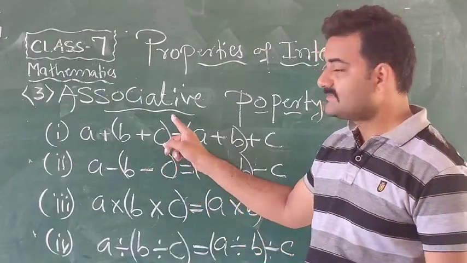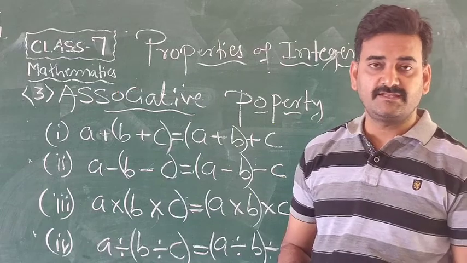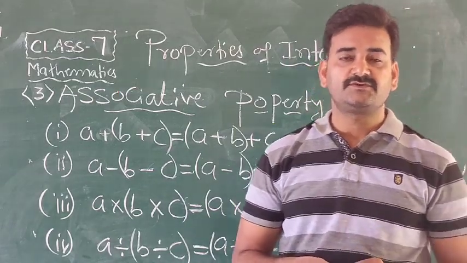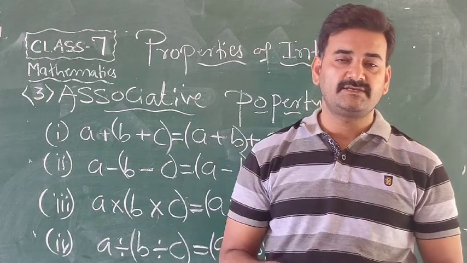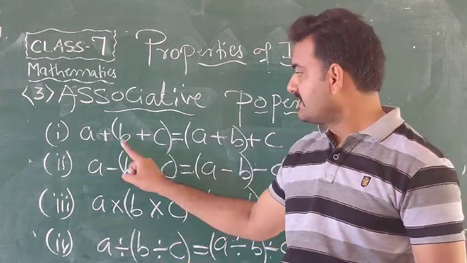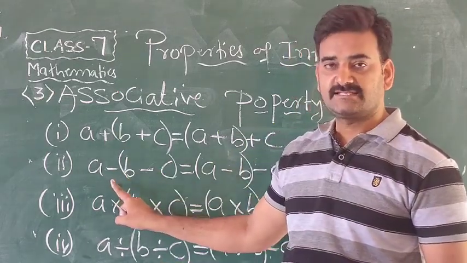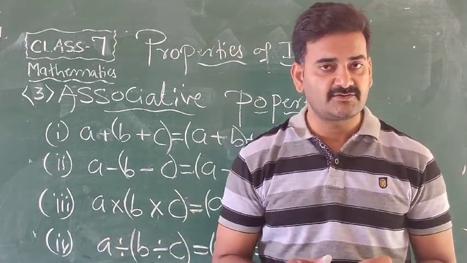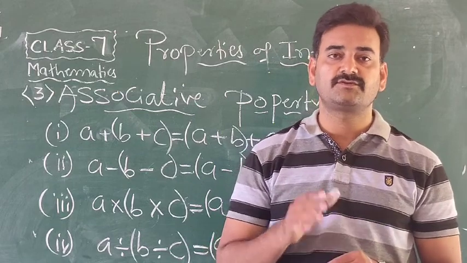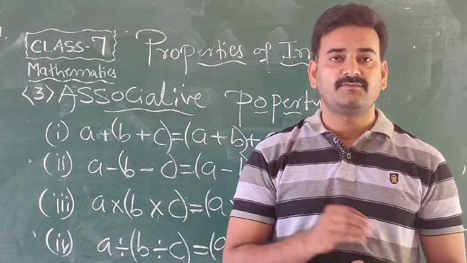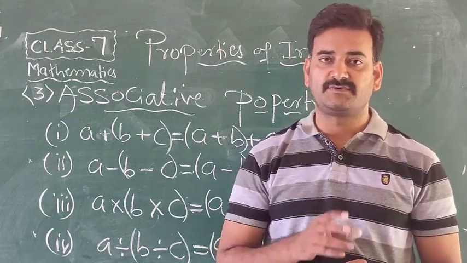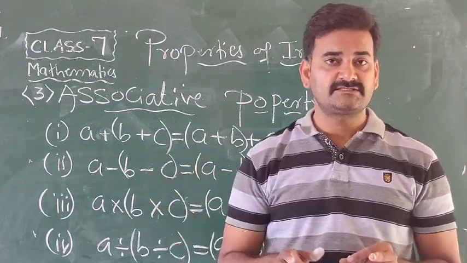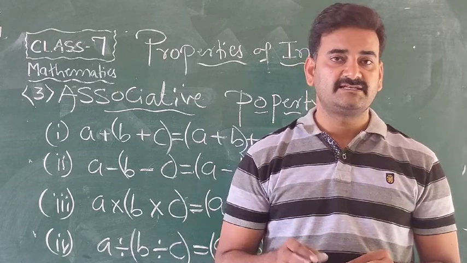Now, associative property. The next property is the associative property. In that also we are going to see whether this property is satisfied under addition, subtraction, multiplication, and division. Whether it holds good or not, we are going to verify by using some examples. For every property we need to understand that the variables A, B, C are integers.